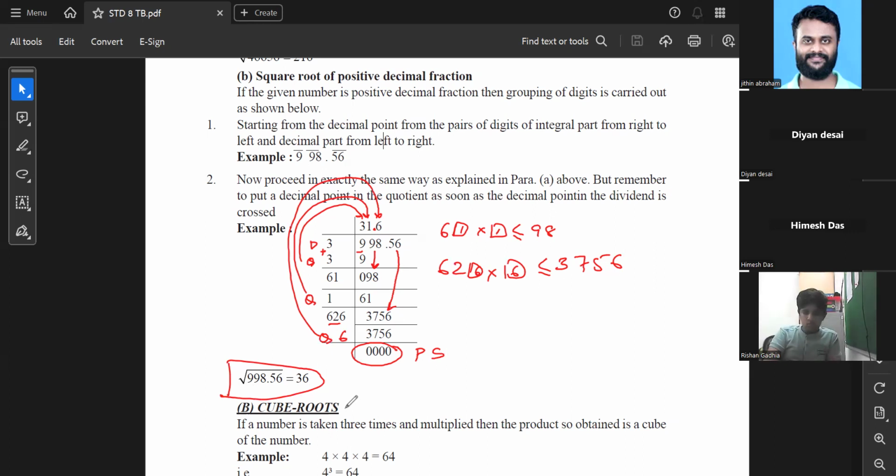Is it clear? Sir, how 36? 31.6. Yeah, my bad. 31.6 it is. This is a printing mistake. Sir, if the number was 998.6, then do we have to make 0.60, or directly we have to solve by 6 only? You'll have to solve by 6 only. Okay, sir.